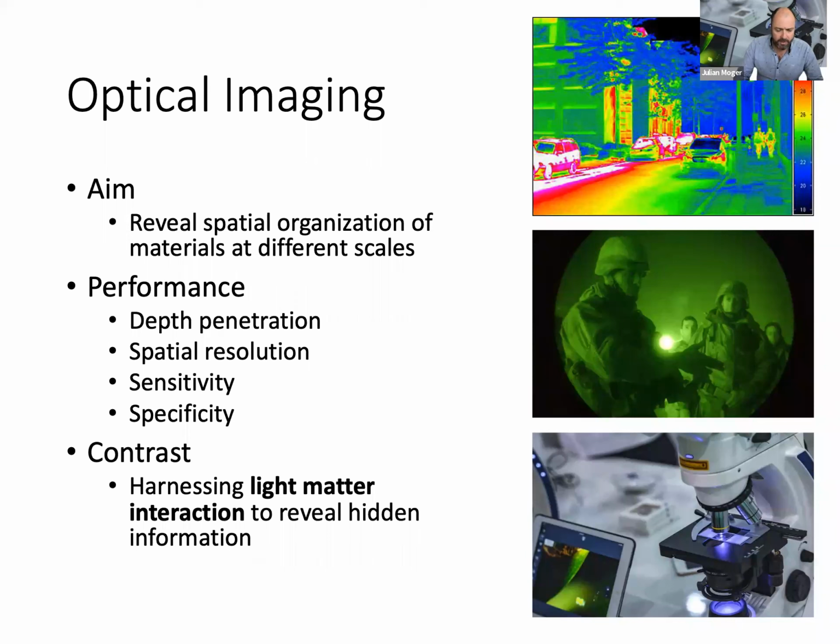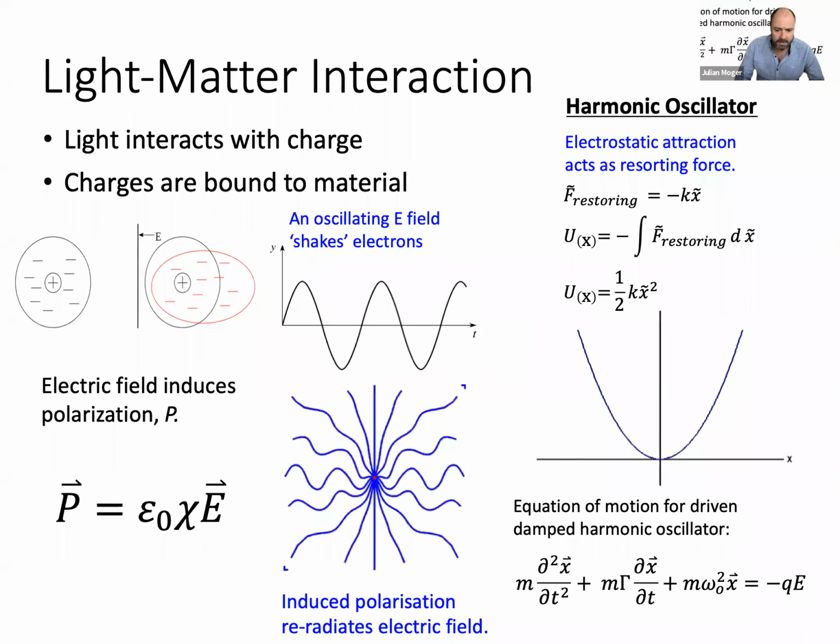So in terms of creating an image, it's all about contrast and harnessing the light-matter interaction so that we can reveal hidden information about the sample and understand what it's made of and how it works. Light-matter interaction is fundamental to creating images and understanding what we can learn from material. One of the things that you'll learn in your core module in your first term next year, Electromagnetism 1, is this thing called induced polarization.